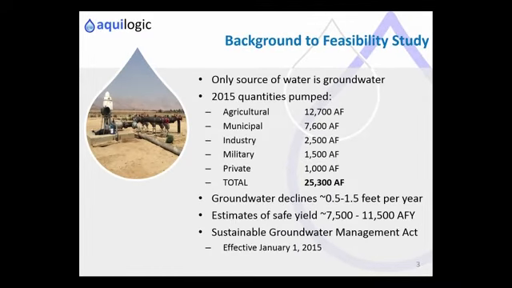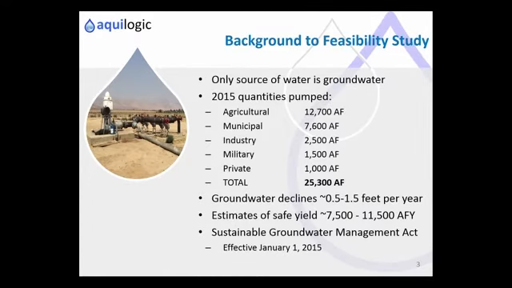Why are we looking at brackish water? There's only one source of water within the Indian Wells Valley, and that's groundwater. In 2015, these are the estimated quantities of groundwater that were pumped. You can see that we're looking at about 25,000 acre feet were pumped within that given year.